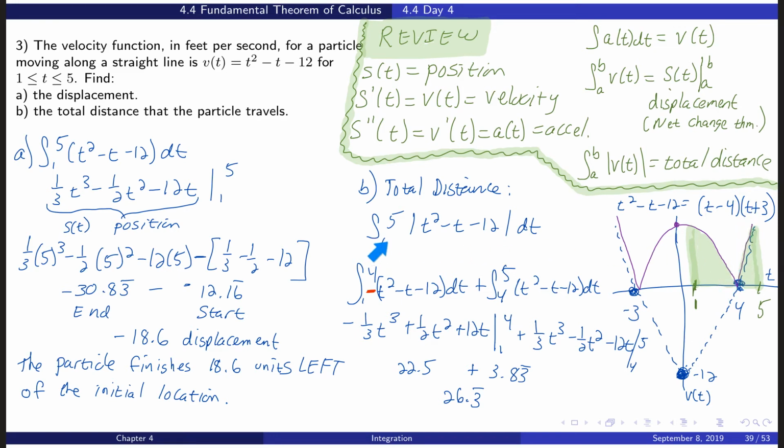The question said find the area under this from 1 to 5. So from 1 to 4, I'm going to be using one function, and from 4 to 5, a different function. From 1 to 4, what I need is the opposite of my velocity function, because the blue dashed was the original. From 4 to 5, I'm keeping the original function because it originally was positive. Crank through all these calculations, you get 26.3. That represents the shaded area, and the shaded area under a velocity-time graph is total distance traveled.